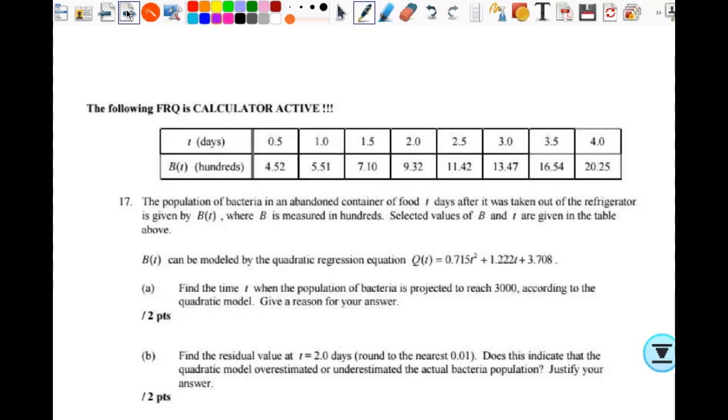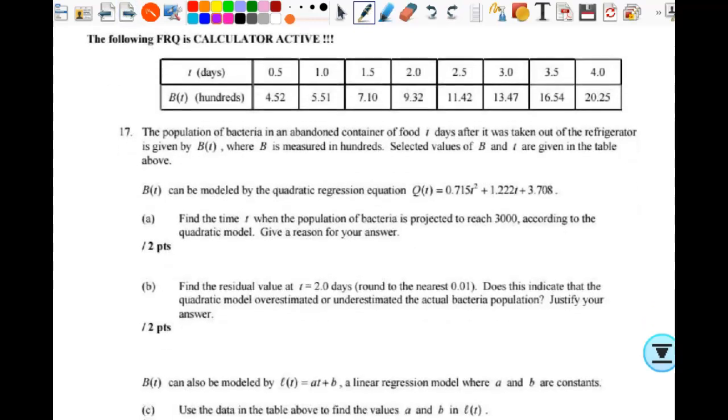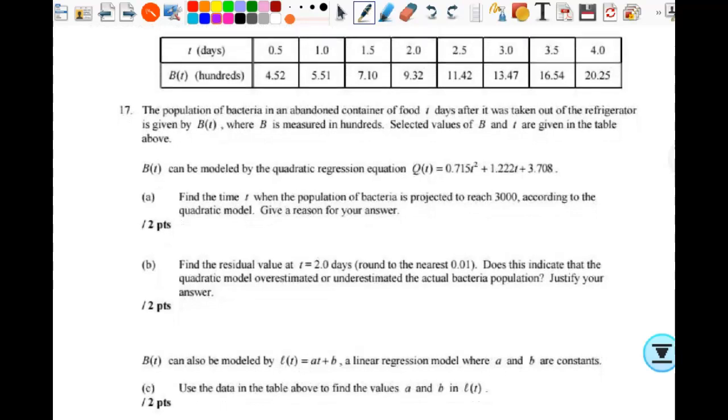Okay, so our calculator active free response here says the population of bacteria in an abandoned container of food t days after it was taken out of the refrigerator. I'm sure we've all experienced that. Given by B of t, where B is measured in hundreds. Selected values of B of t are given in the table above. So t is in days, B of t is in hundreds of bacteria, okay? So B of t can be modeled by this quadratic regression. I don't even have to go find it. They're telling me what it is.